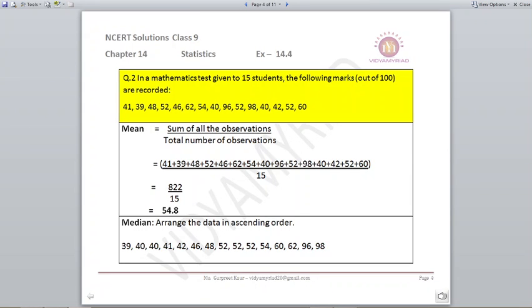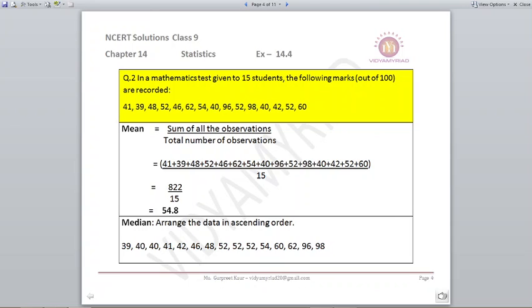Now question number 2: in a mathematics test given to 15 students, the following marks out of 100 are recorded. So these are the marks given. How are we going to calculate the mean? Mean is the sum of all the observations upon the total number of observations. When we add all the marks, it comes to 822 divided by the total number of students, that is 15. So the mean comes out to be 54.8.